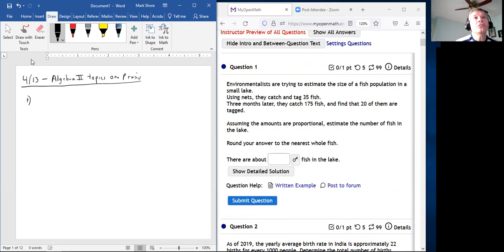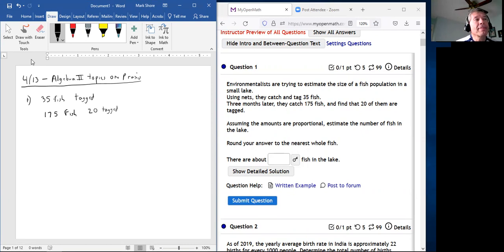So environmentalists are trying to estimate the size of a fish population in a small lake. Using nets, they catch 35 fish. So they have 35 fish, and they tag them. They put like a tag in their gill. And then 3 months later, they catch 175 fish. And this is really how they do this. They get an estimate for how many fish are in the lake. And they find that 20 of them are tagged. So 20 out of the 175 are tagged.